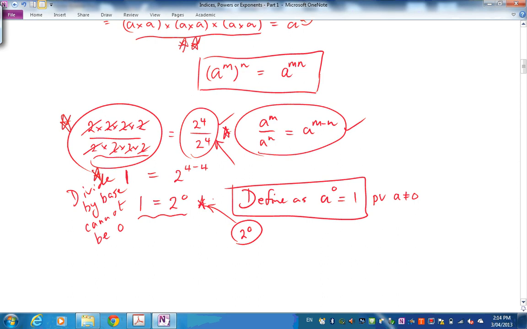Now this is getting interesting. You thought powers were simple. Now we've got a 0 power. It's still simple, but it's interesting to see what's happening to our power definitions now. Let's do another one, coming from the same rule now.